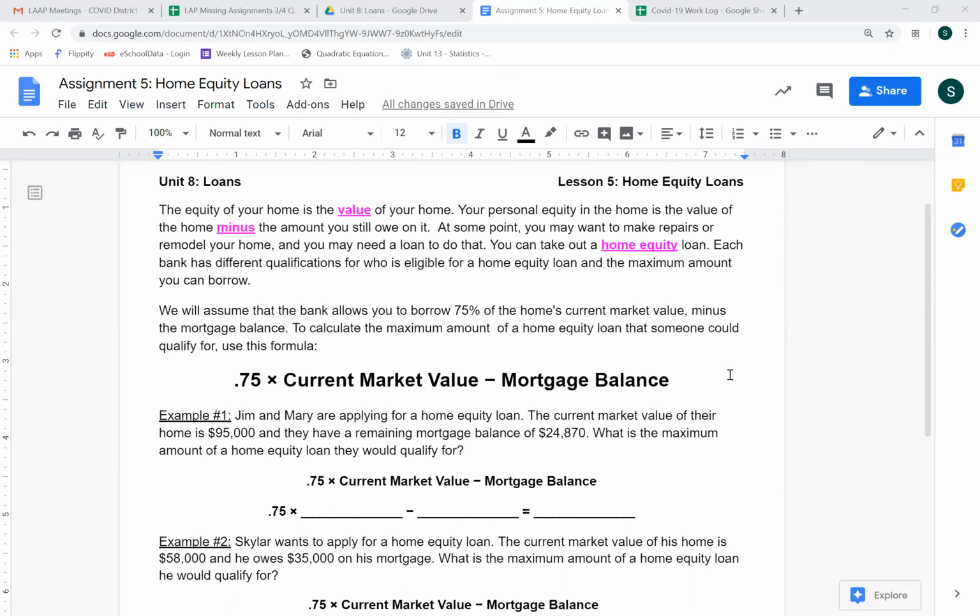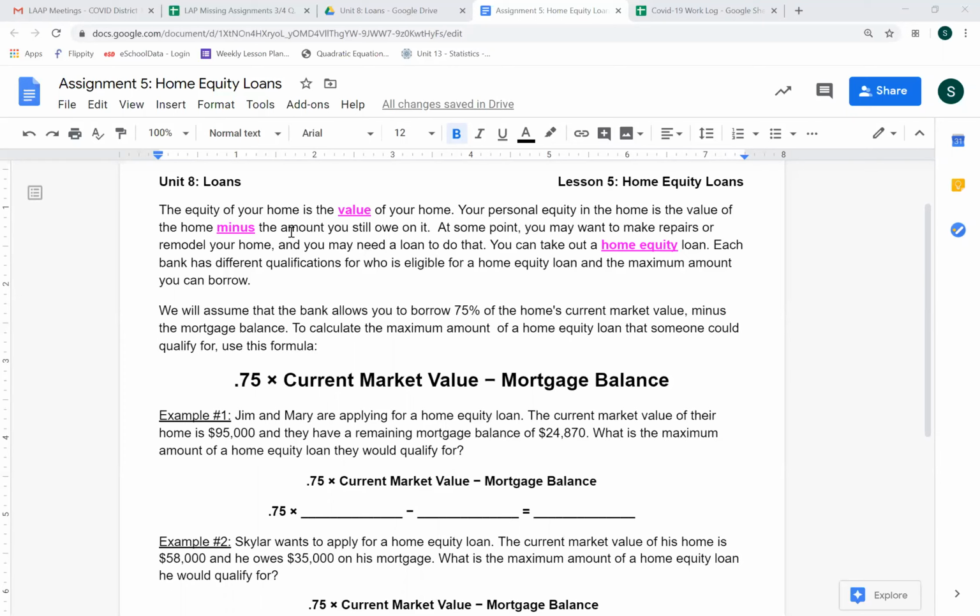When we say equity, we did hear that term before with our Shark Tank unit, but here we essentially mean the value of your home. Your personal equity, your stake in your home, is its market value minus the amount that you still owe on it if you still have a mortgage payment. At some point, you'll probably want to make repairs to increase the value of your home, and you can take out a home equity loan to do that.